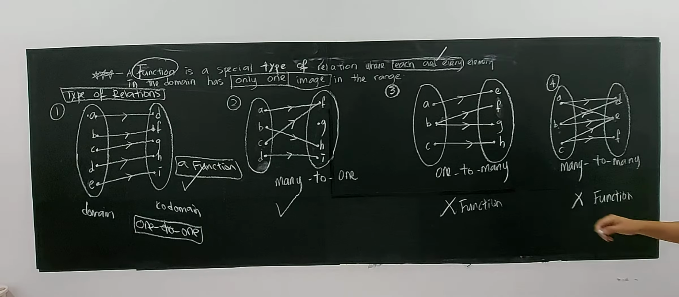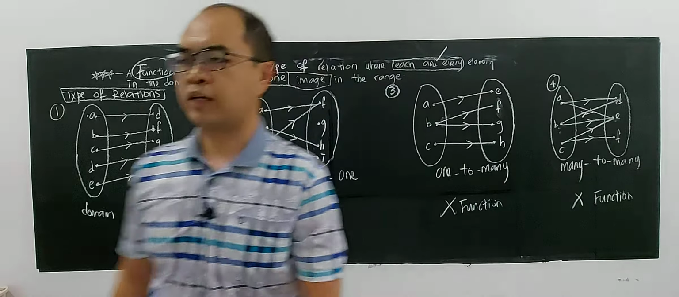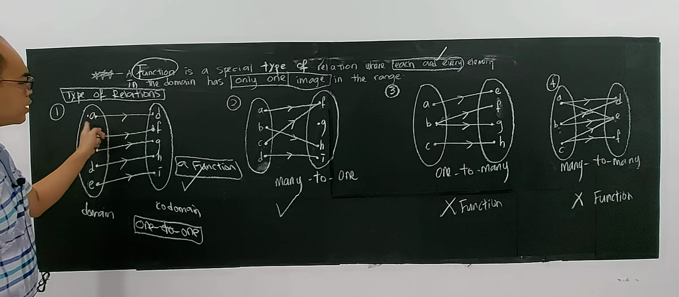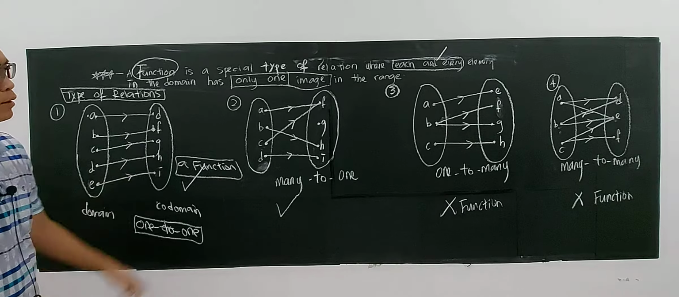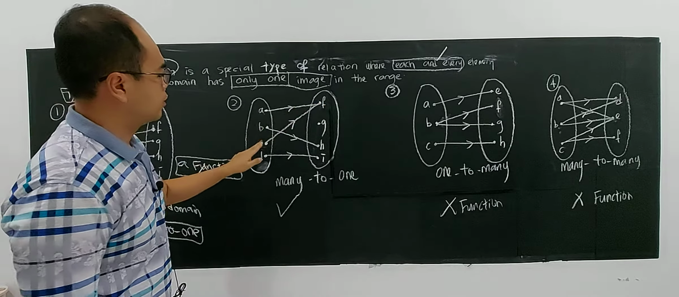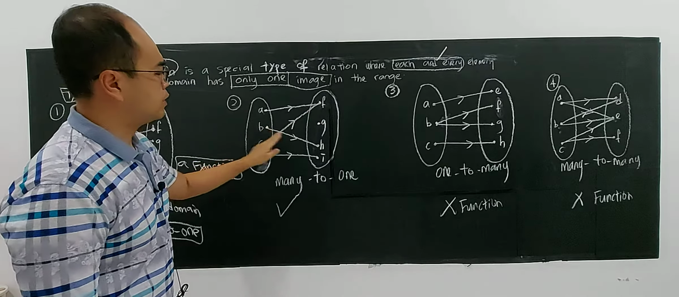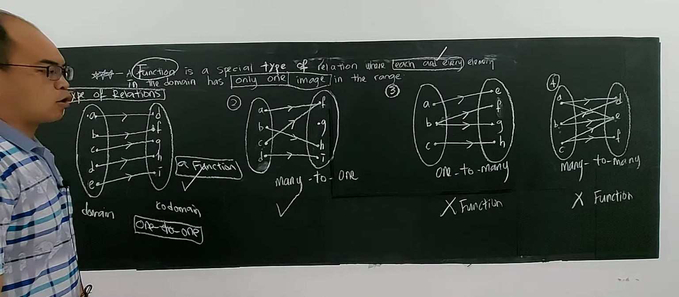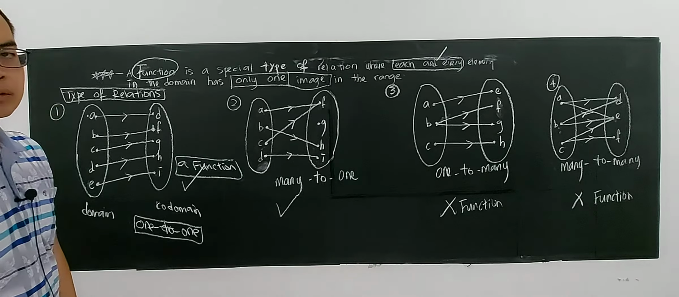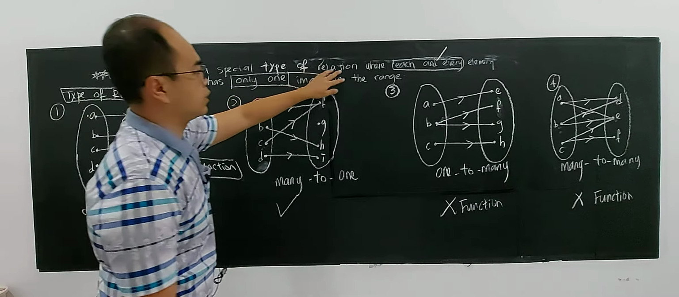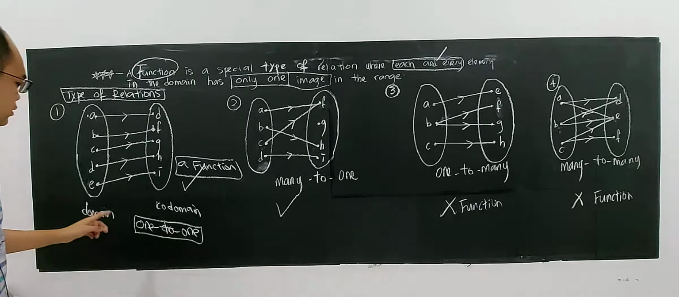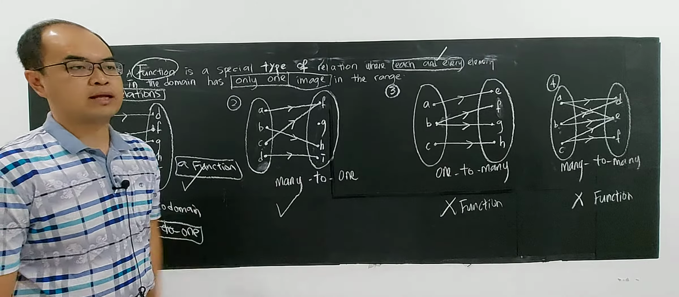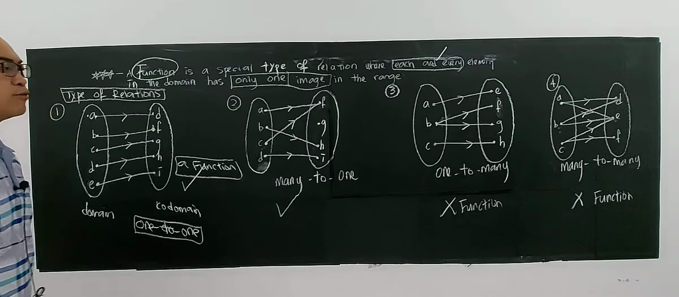So only these two are functions. For a function, an object in the domain must only have one image. This one also: A only has F, C only has F, B has H, D has I. So this is a function. So the conclusion here is, what is a function? A function is a special type of relation. What type of relation? One-to-one relation and many-to-one relation. Only these two define a function.